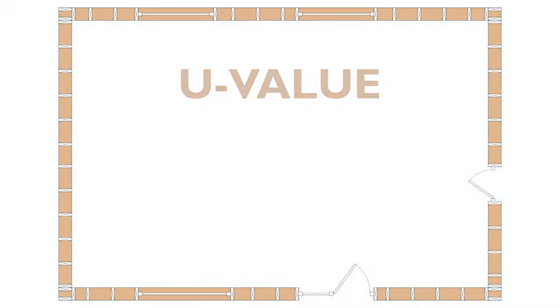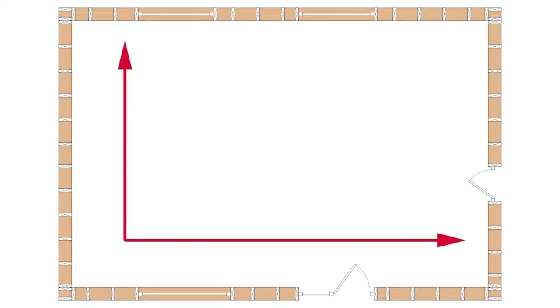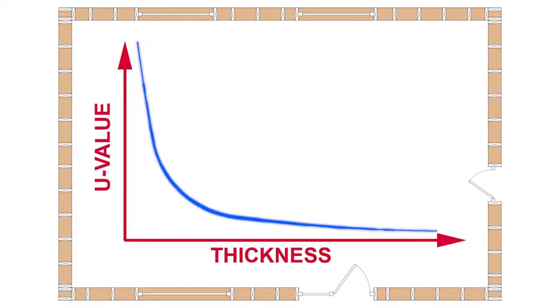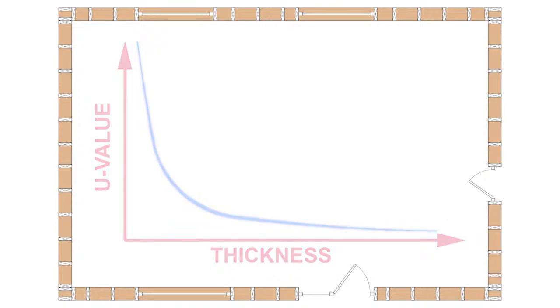U values are affected by a law of diminishing returns, so the more insulation we add, the more we need to improve the U value further. So after a certain point, it ceases to be cost-effective or space-efficient to add more insulation.